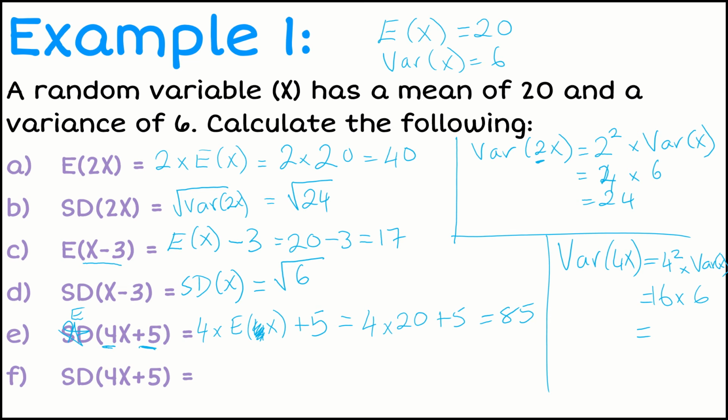Let me get my calculator. 16 times 6 is 96. So that's my variance of 4x is 96. Now to find the standard deviation, I just need to do the square root of that variance.